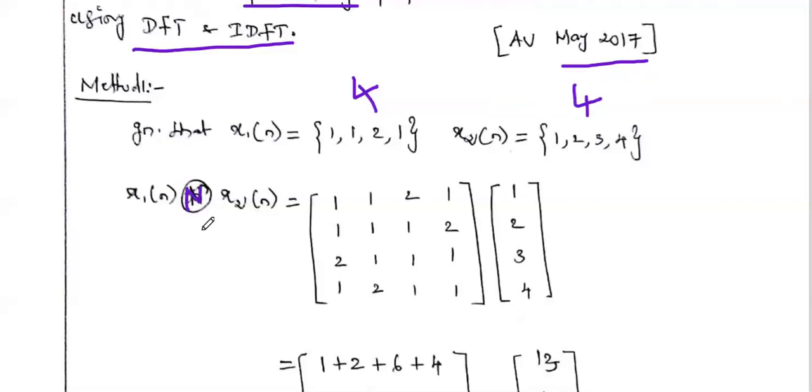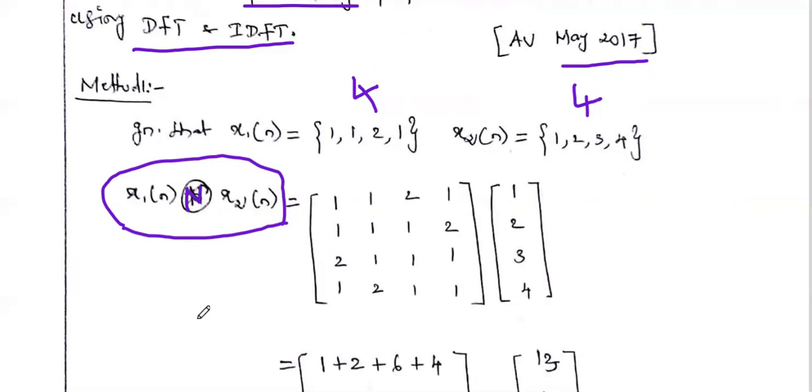Now we are going to perform the circular convolution between the two sequences x1 of n and x2 of n. The circular convolution is denoted by an N: you put N and circle the N. This is the symbol for circular convolution. If you put an asterisk, it is called linear convolution.